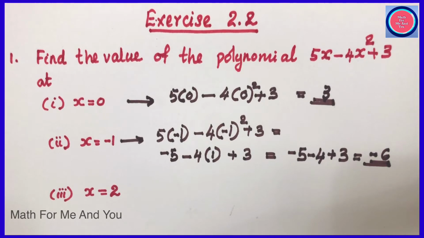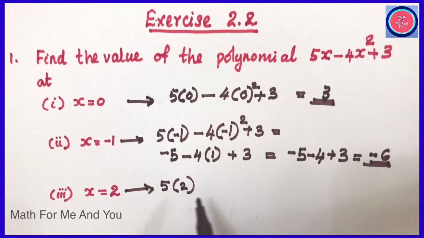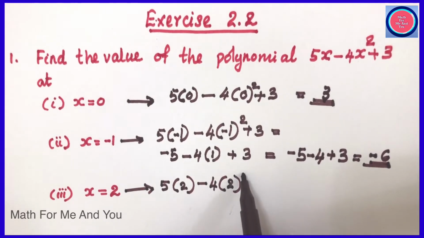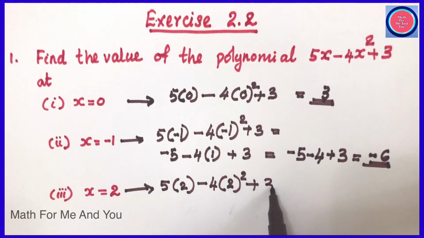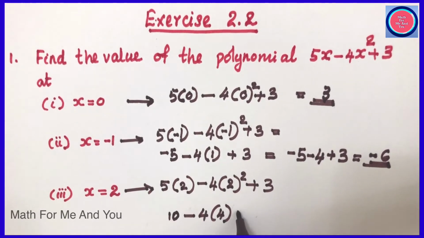Next we have to find the value at x equals 2. We can replace x with 2 and find the value. 5x becomes 5 times 2, minus 4 write the same, and then 2 power 2. 2 square, see, I am using a bracket. Then plus 3. 5 times 2 is how much? It is 10. Then minus 4 times, what is 2 square? 2 square is 2 times 2. It is 4. Then plus 3.